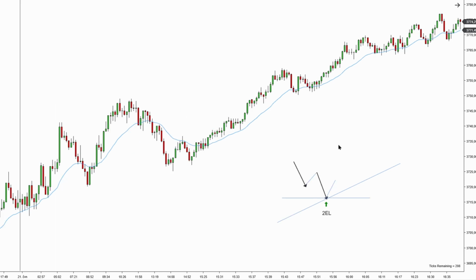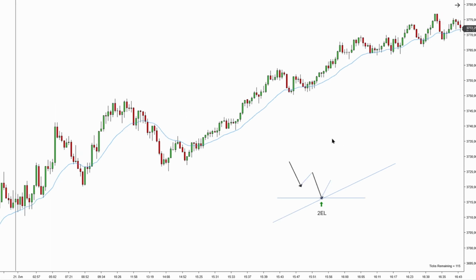Now, what is a high probability setup? A high probability setup, it sounds simple, but it's a two-legged pullback, because the market likes to move in pairs of twos. A two-legged pullback at the key entry point, at the trend line, support resistance line, or the 21 bar exponential moving average. And once price creates a two-legged pullback, I expect continuation of the trend.